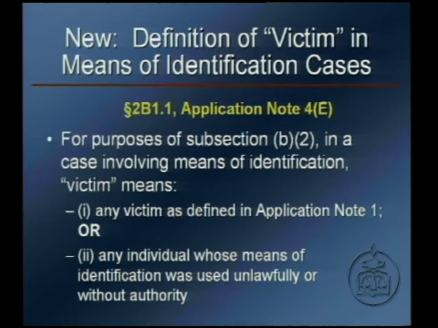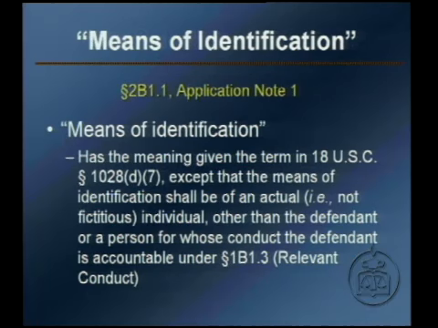Now, means of identification is also defined in the guideline in Application Note 1 of 2B1.1. The definition states that means of identification has the meaning given the term in 18 U.S.C. 1028(d)(7), except that the means of identification shall be of an actual individual other than the defendant or a person for whose conduct the defendant is held accountable under 1B1.3, which is the relevant conduct analysis. So this is a big change in the definition of victim for the purposes of 2B1.1.